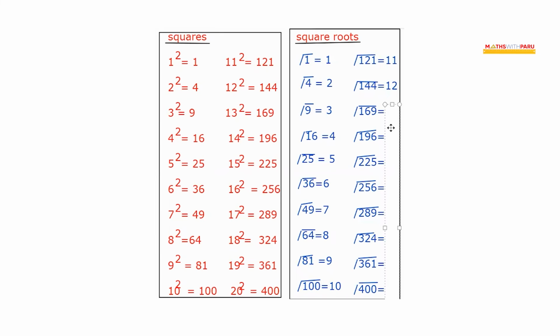What's the square root of 169? It is 13. The square root of 196 is 14. The square root of 225 is 15. And the square root of 256 is 16. The square root of 289 is 17. And the square root of 324 is 18. The square root of 361 is 19. And the square root of 400 is 20.